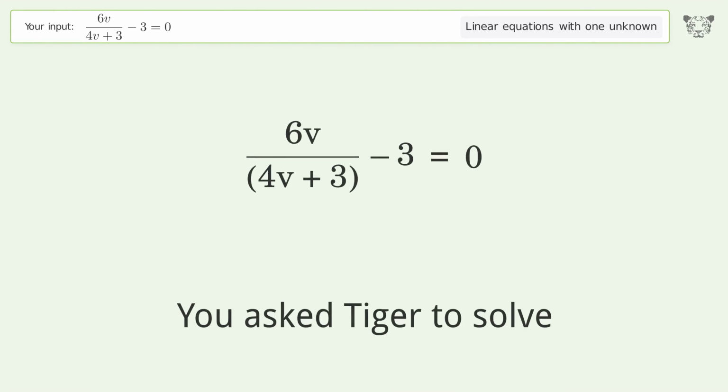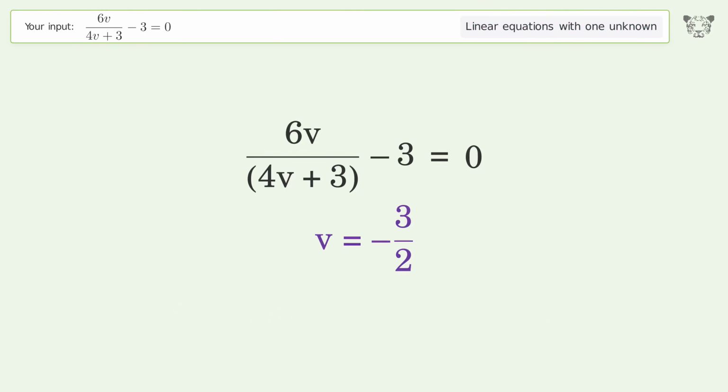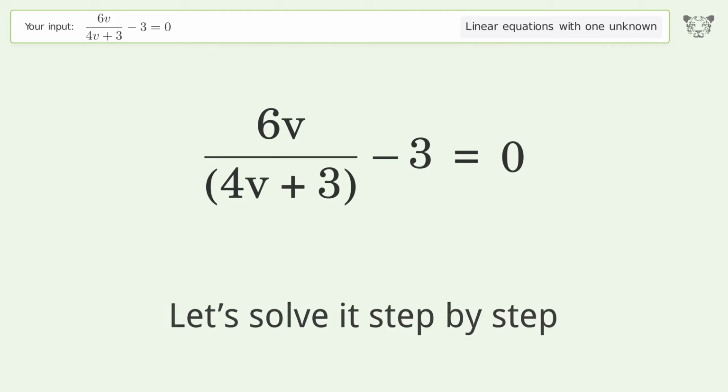You ask Tiger to solve. This deals with linear equations with one unknown. The final result is v equals -3/2. Let's solve it step by step.